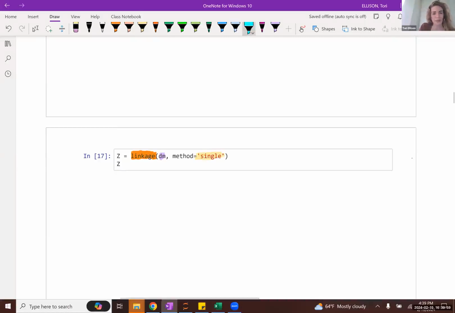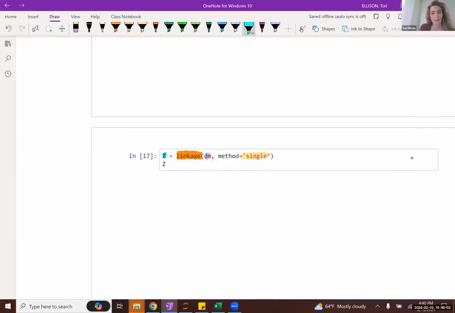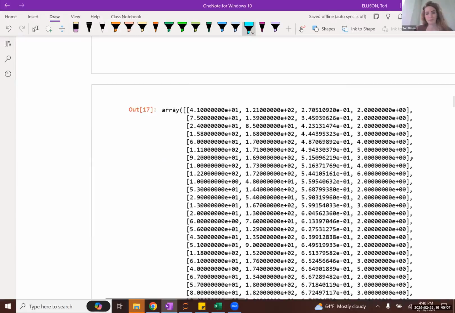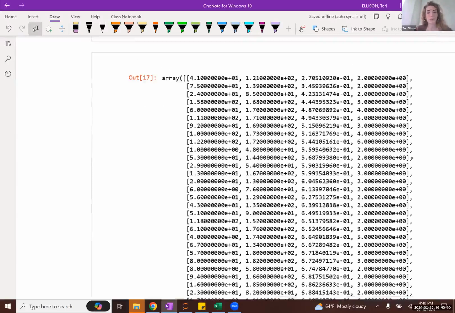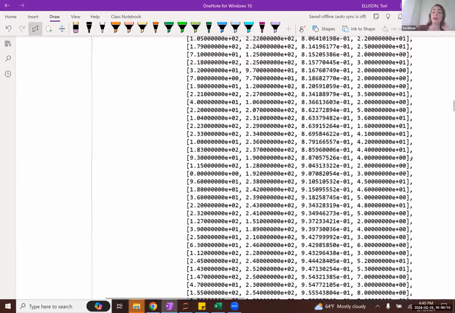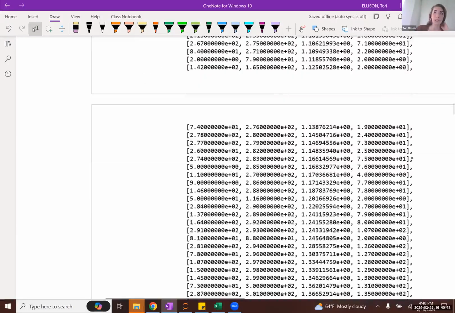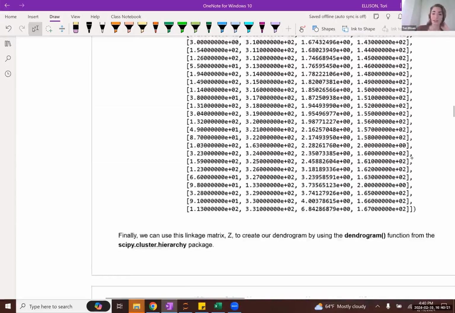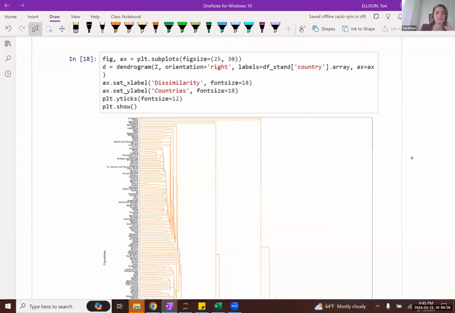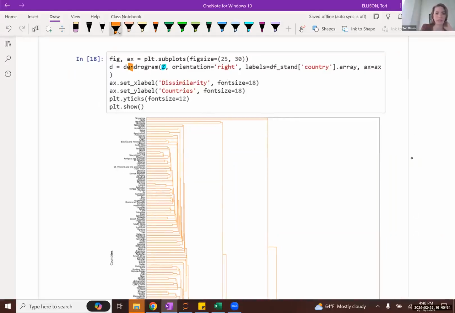Okay. And basically what that creates is this linkage function object, which is not super visually useful by itself. So basically this is an encoded NumPy array that tells us when and at what level each of my pairs of observations, or each of my observations, should link with each other. But to get the nice visually appealing dendrogram, I can take that linkage function object and put it in my dendrogram function, okay?